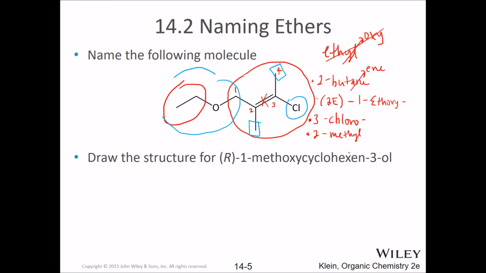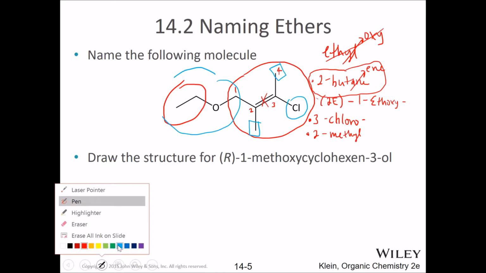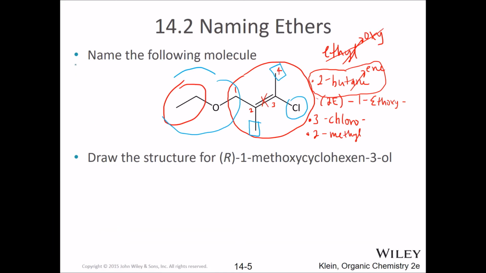Let's look at them. This is the parent, so it's got to go last. But everything else is substituents. 2E is going to go in front. I'm going to go to a different color. I know, this is getting ugly. 2E. Okay, I've taken care of that.